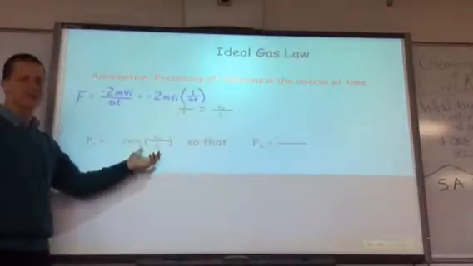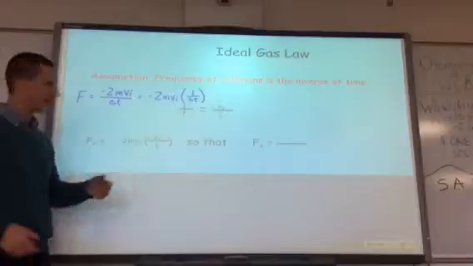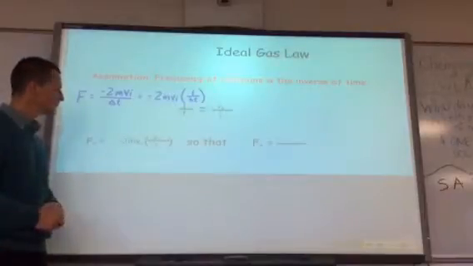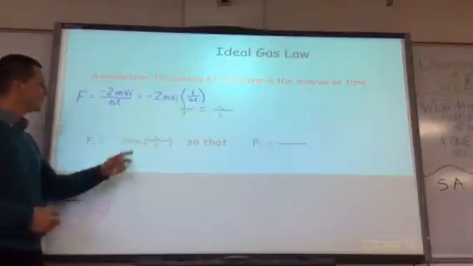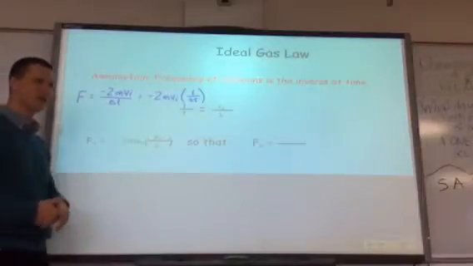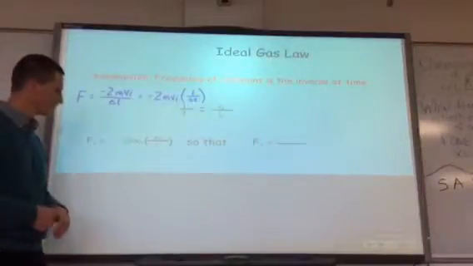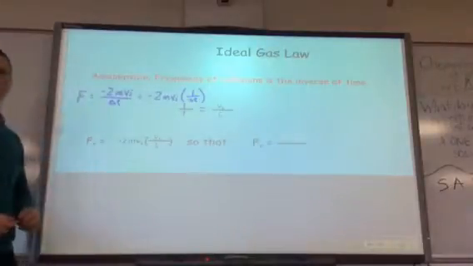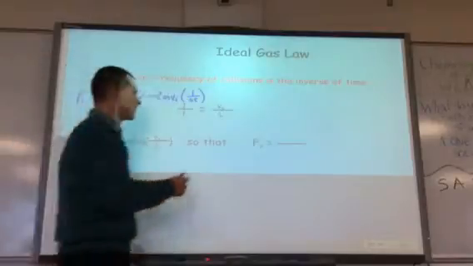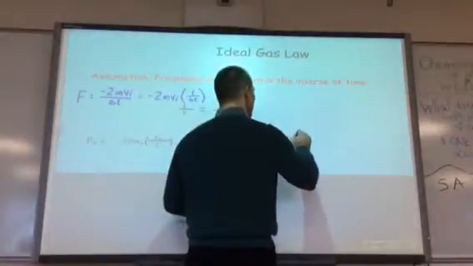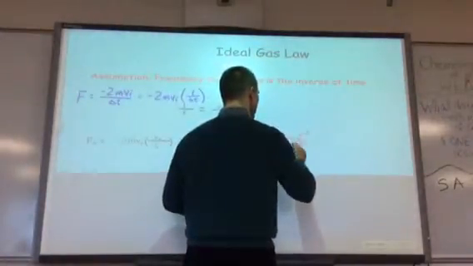And now I can clean this up a little bit. I have the two v terms. Put those together. It's going to be negative 2m v in the x direction squared over L.